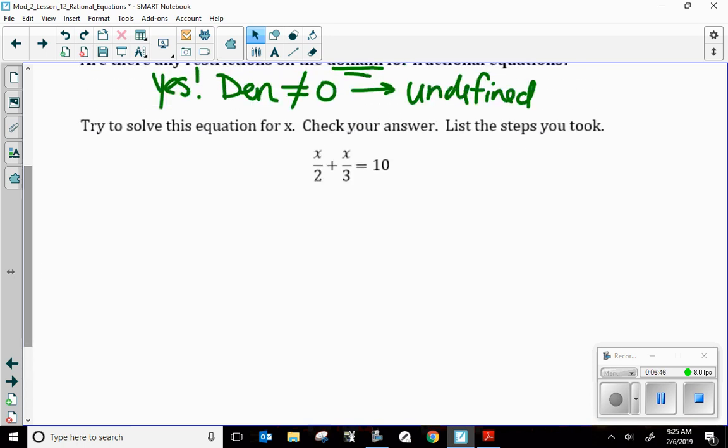Now, there's no restriction on my variable. I have no variable in the denominator, so my x can be anything. My bottoms will always be 2 and 3. They will never change, so they will never be 0 in this case.